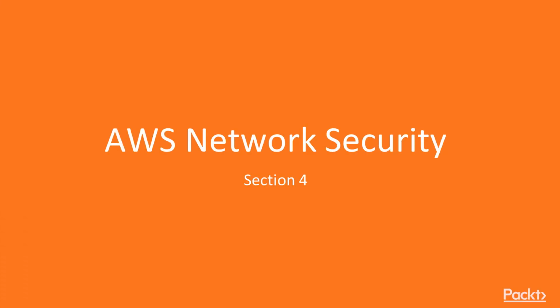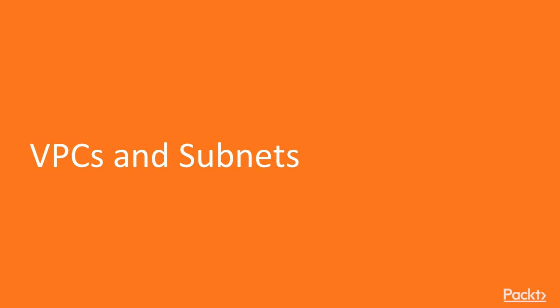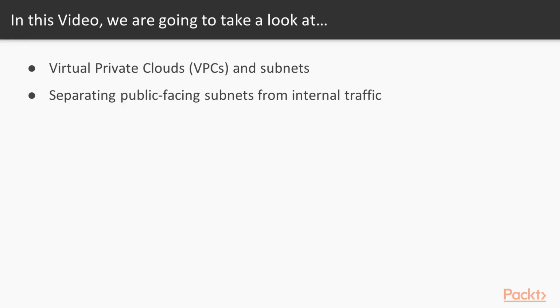AWS Network Security, VPCs and Subnets. In this video, we will review virtual private clouds, also known as VPCs, and subnets. We will look at a simple example of using subnets to separate public-facing internet traffic from internal traffic.